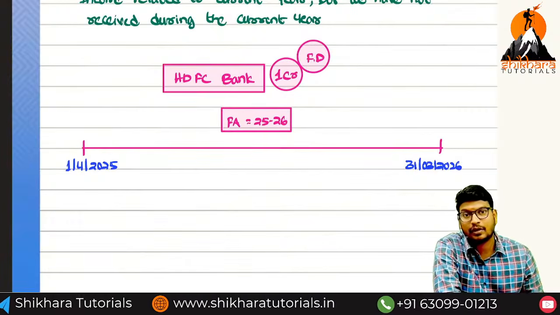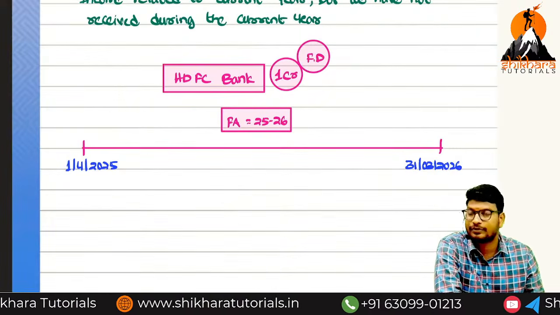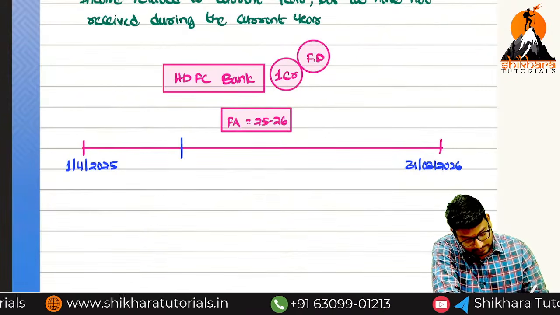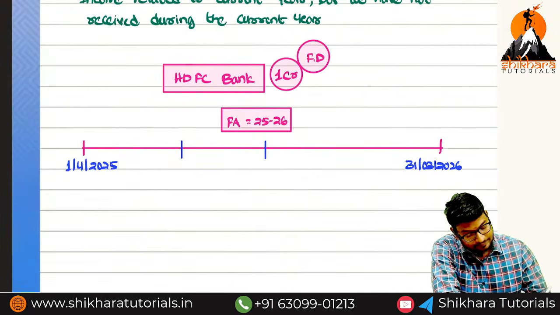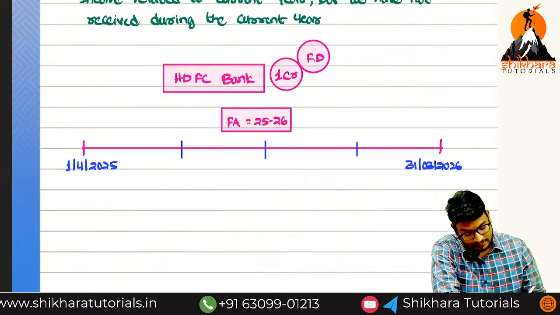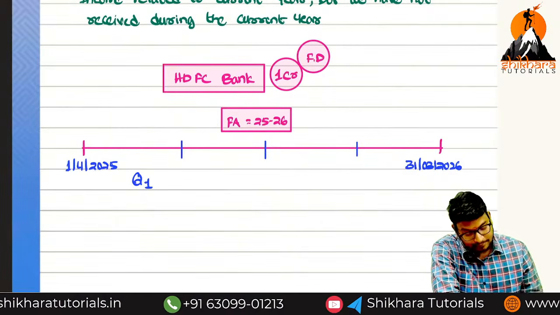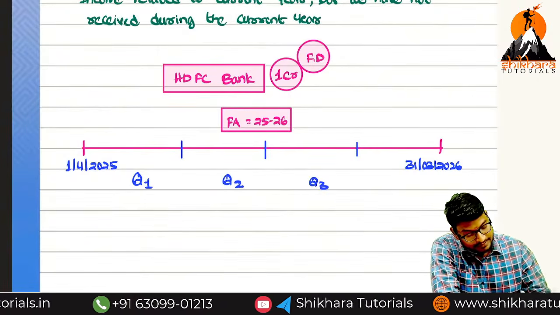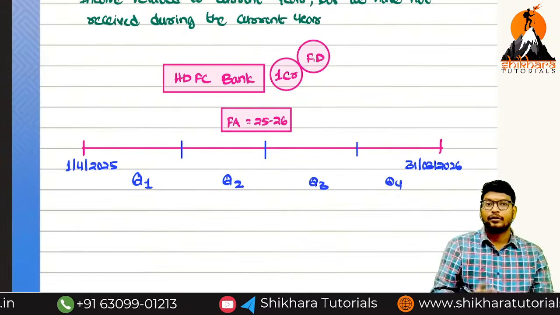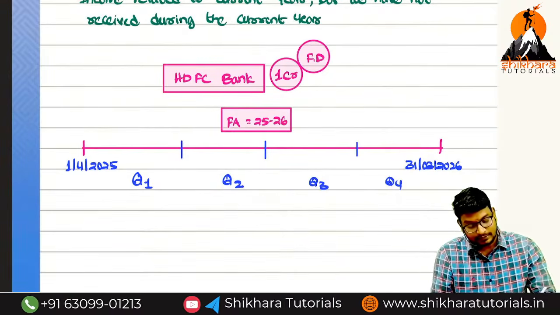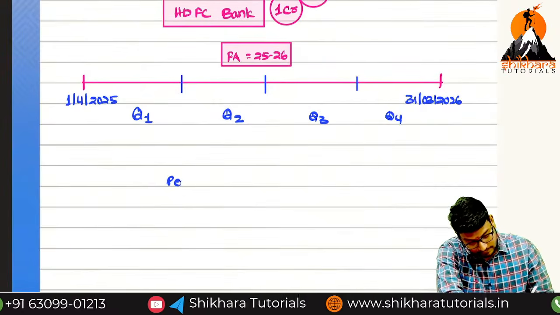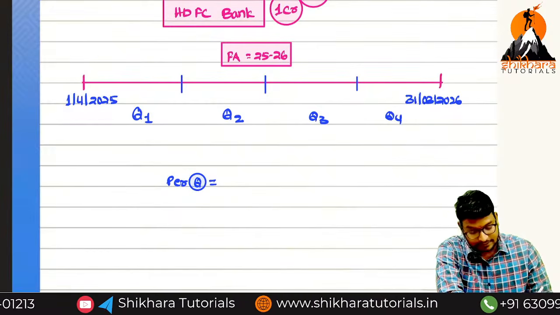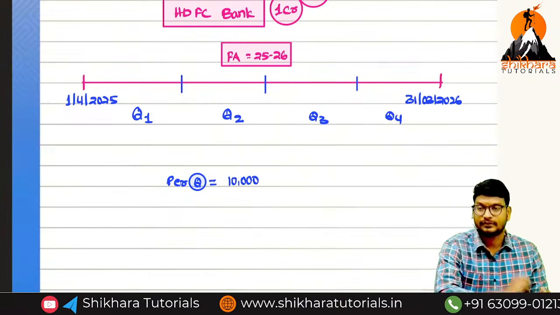I have already told you there will be 4 quarters, and for each quarter, 3 months. Let me divide it into 4 parts: first part, second part, third part, and fourth part. I am going to call them Q1, which means Quarter 1, and then Q2, Q3, and Q4. Let me take an example: on a quarterly basis, we are going to receive interest of 10,000 rupees.